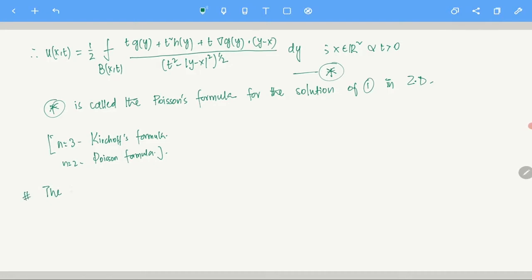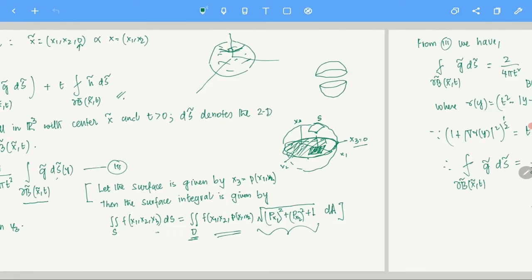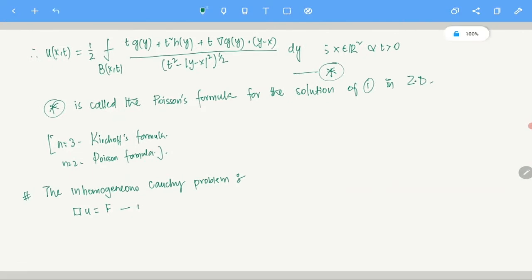The new section is the inhomogeneous Cauchy problem, right? So what is the inhomogeneous Cauchy problem? It is basically the D'Alembertian of u is given by capital F. Yes. So let's call it, up till here what did we say? It is 3, right? Let's call it 4.